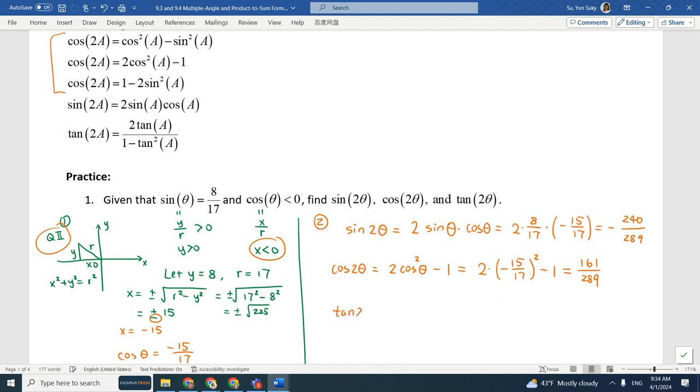And then tangent 2 theta. Don't use this formula. We have the easier one. Tangent 2 theta. What's the relation? Yeah, it's sine over cosine.